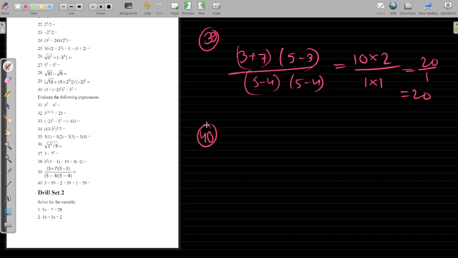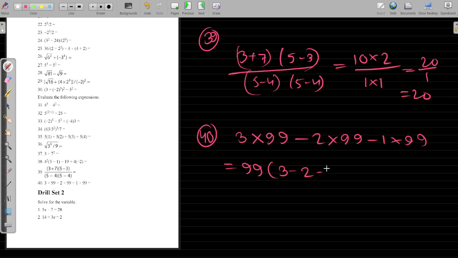And here last number 40. 3 multiplied by 99 minus 2 multiplied by 99 minus 1 multiplied by 99. So if I take common 99, then 3 minus 2 minus 1, then 99 multiplied by 0, it will be 0. So our drill problem set 1 is completed.